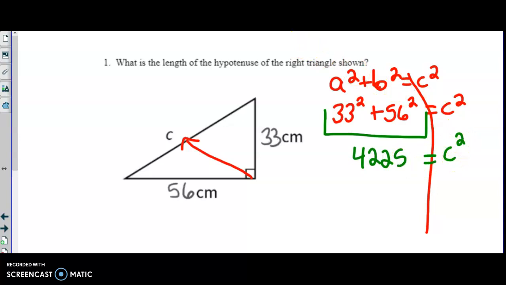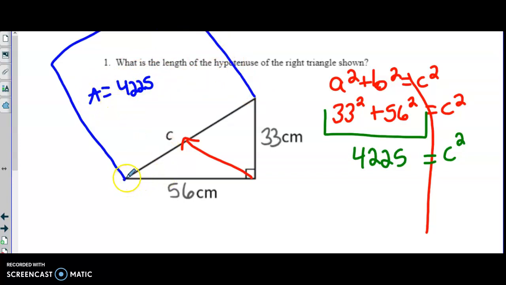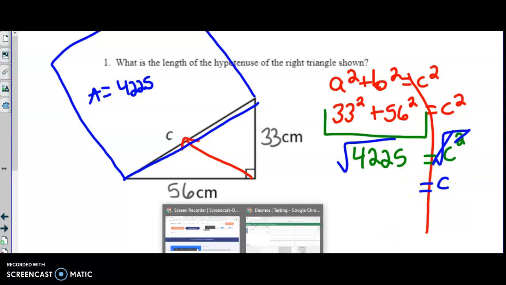Now I got to get the C by itself. Right now it says C squared. So that tells me that the area of this big old side C is 4,225, but in this case it didn't ask for the area, it asked for the side length. So we got to get rid of the square. And to get rid of the square, use square root, because squares and square roots are opposite, so they cancel. And then we'll go back to our calculator and type in the square root.